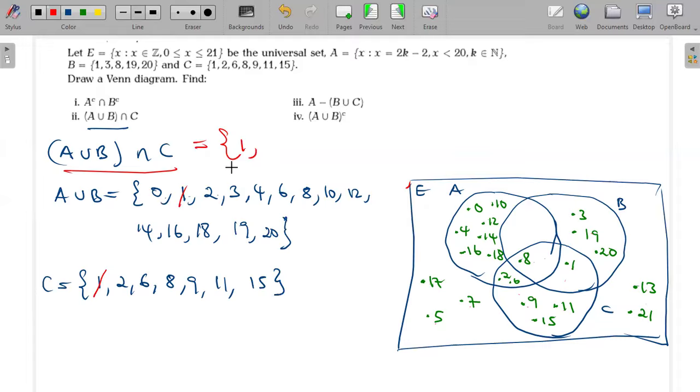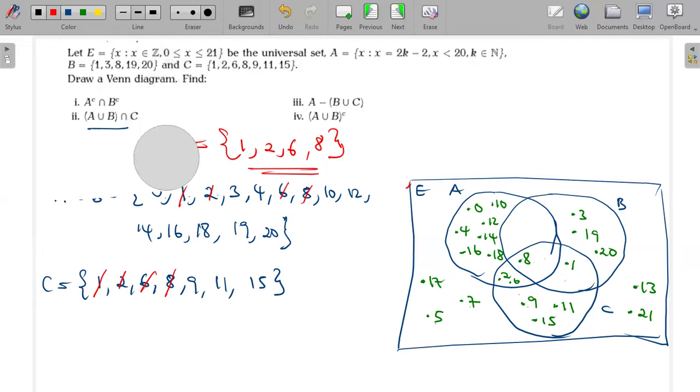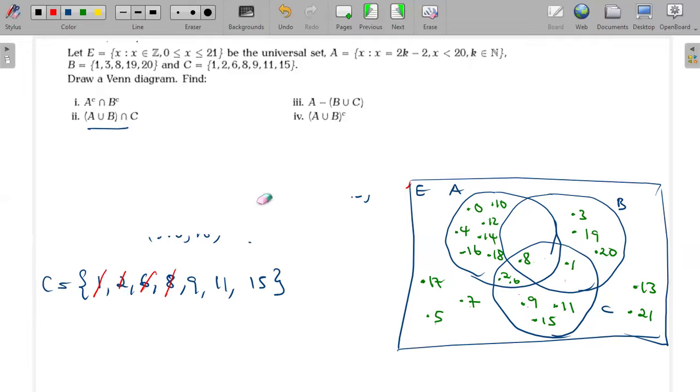So I list 1 there. And then you have 2 there, 2 is also there. So 2 is common in both. And then you have 6 here, you also have 6 there. So 6 is common in both. You have 8 there, you also have 8 there, it's common. And then, do we have any other? No, we do not have any other element that is common. So we close it here. So that there is our A union B intersect C. All right.